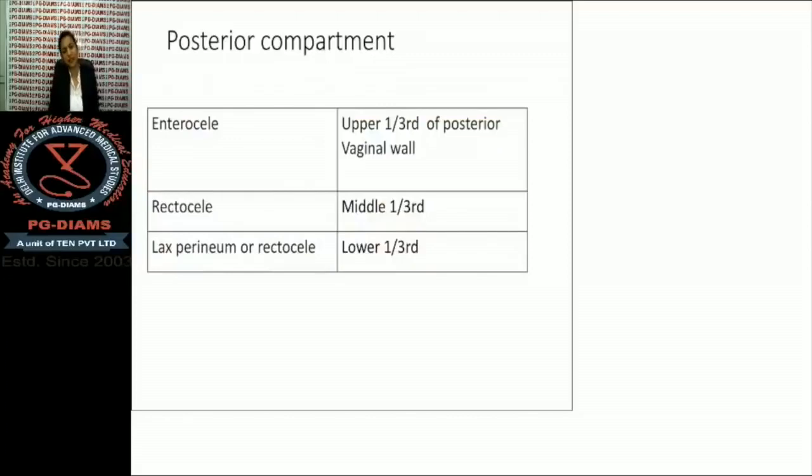Coming to posterior compartment prolapses, they can be classified variously. One way is to classify the upper 1/3 as enterocele and the lower parts will be called rectocele. If it is very low, just the perineum has prolapsed, it is called lax perineum.